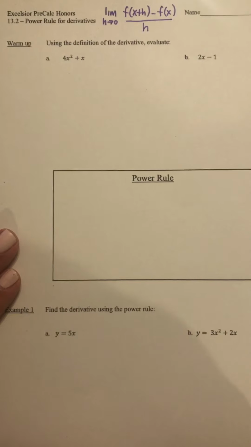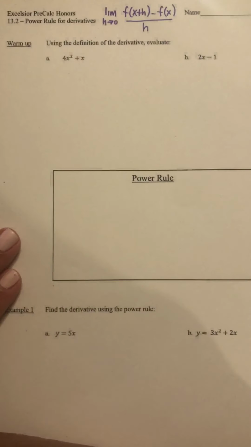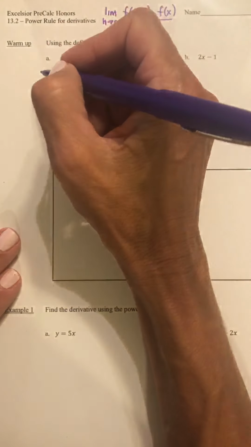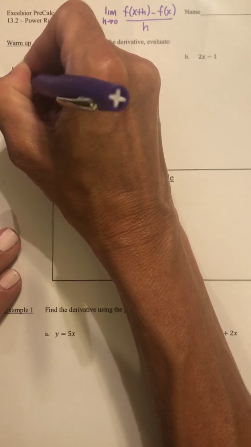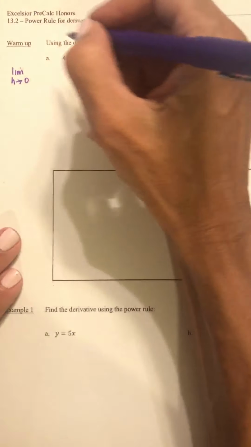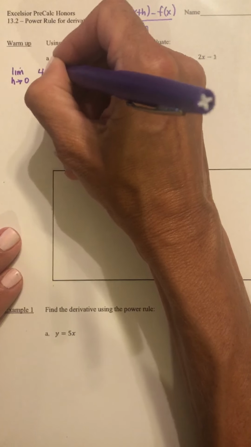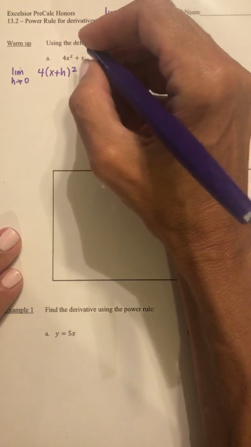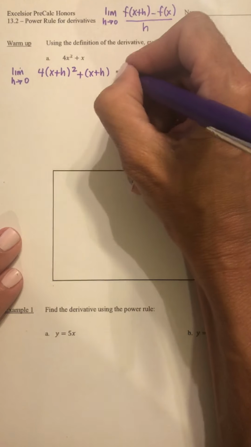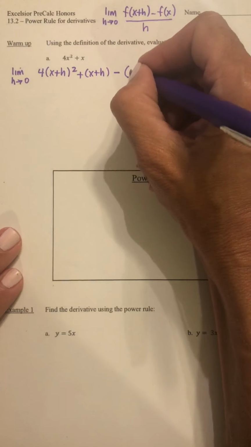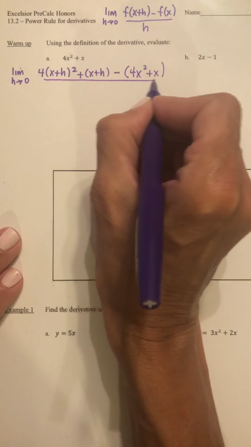All right, anyway, using the definition of the derivative. All right, warm-up. We're going to go back to last week. We have letter A, 4x squared plus x. We are going to substitute it in, all right, the limit as h approaches 0. And we're going to replace the x's here with x plus h. So 4 parentheses x plus h squared plus x plus h, right? So we subbed in here and here, minus parentheses the original guy, 4x squared plus x, and that's all over h.